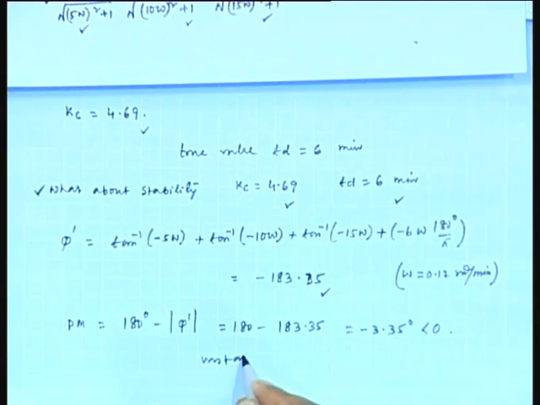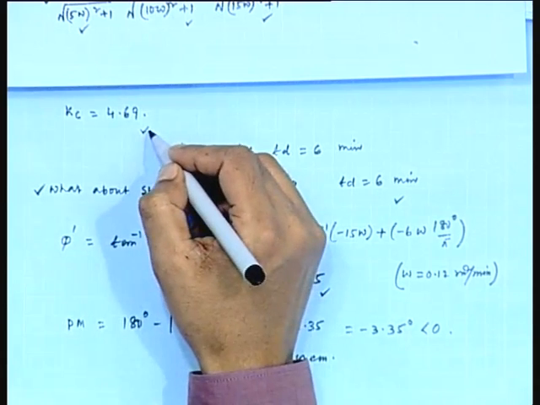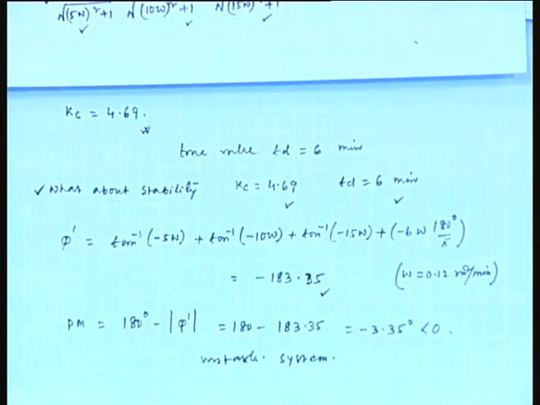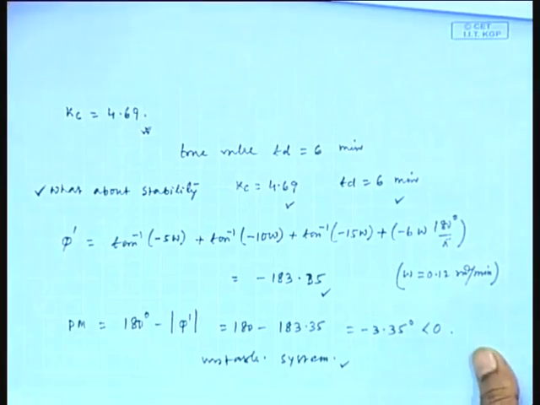So, this is an unstable system. If the dead time is 6 minute and if we use Kc equals 4.69, then the system becomes unstable. Fine. So, this is the problem related to gain margin and phase margin.